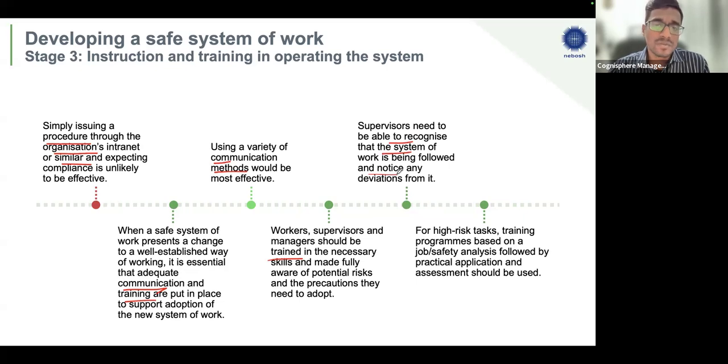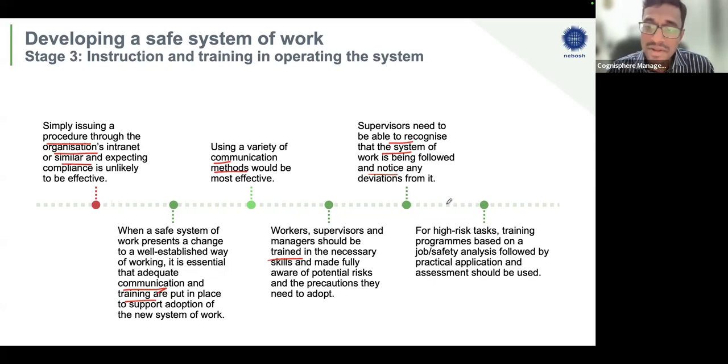And then supervisors, they need to be able to recognize that the system is being followed and notice any deviations from it. Okay, so as a supervisor, when they are monitoring the worker during the implementation of the system, they need to fully understand the system so that they will be able to identify whether the system is correctly applied or not. If people are taking shortcuts or if they are deviating from the procedure, to that extent they should be able to identify. Okay, so they should also be trained.